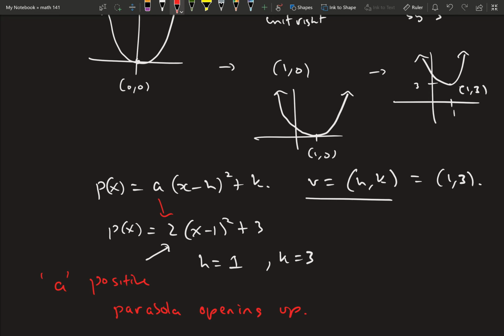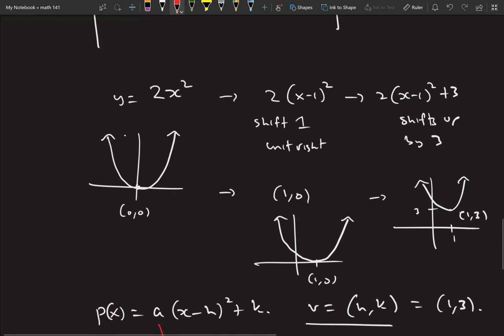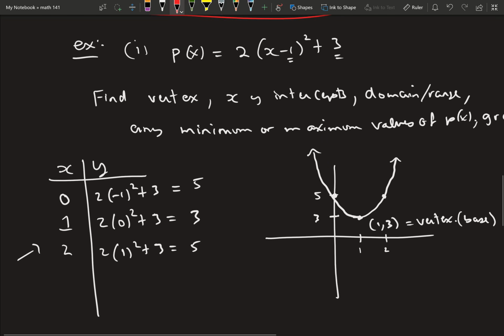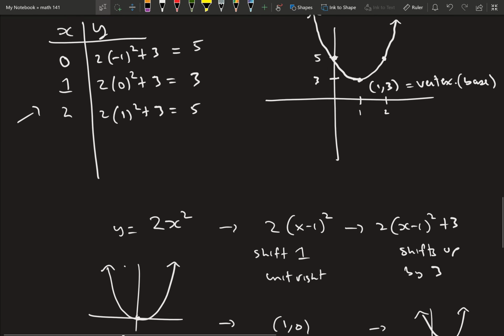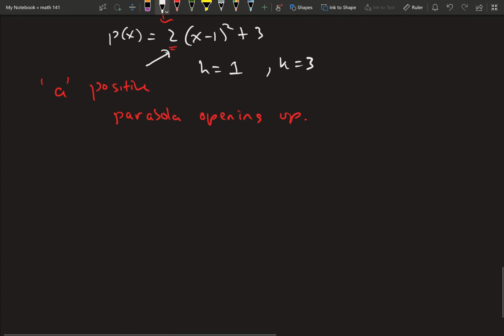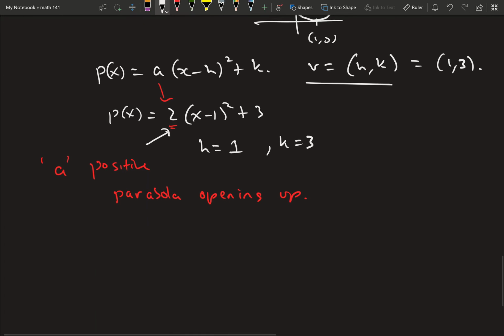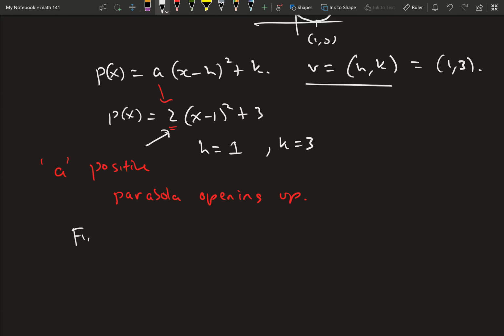And that's the quick way. Once you have something in vertex form, all you need to know is the sign of a. If it's positive, we're going to have an upward pointing parabola. If it's negative, we're going to have a downward pointing parabola. Okay? So what we're going to do now is find the x and y intercepts.